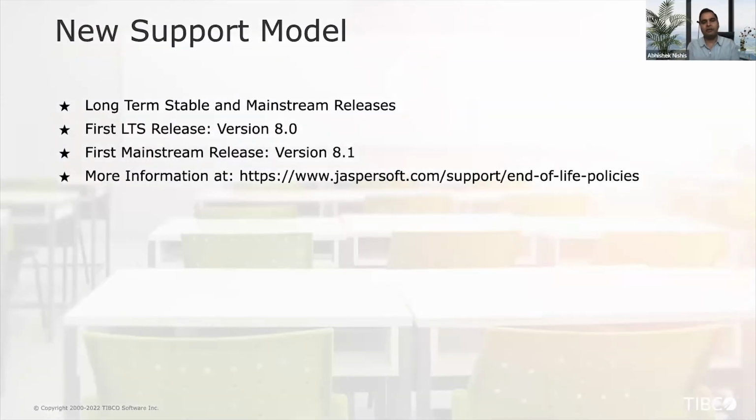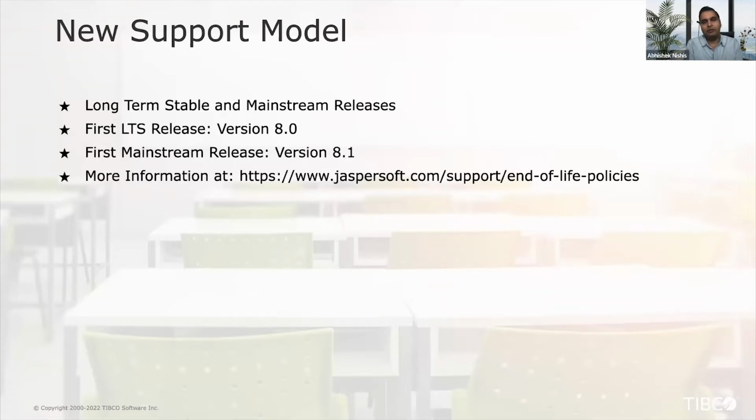So, the new support model. This is coming from a lot of feedback that we receive from customers. Starting 8.0, we have moved to something called long-term stable and mainstream releases. I've spoken to many customers on a one-on-one basis, explaining why we have done that. There are primarily two reasons. Customers with larger deployments and a lot of customizations did not want to upgrade very frequently. And in the past, especially last year, we had 3 releases in a year, which makes it difficult for customers. So we thought we'd move to the long-term stable and mainstream release.